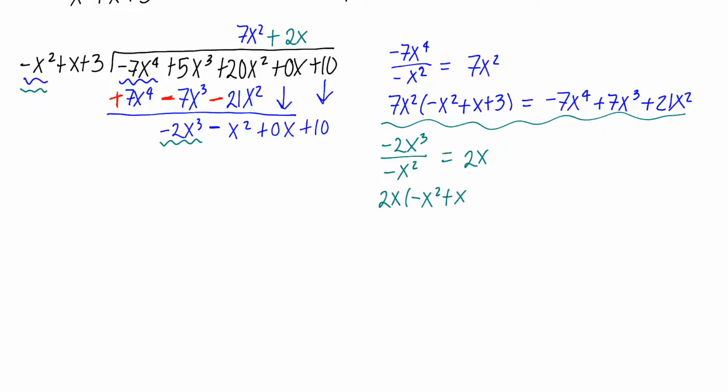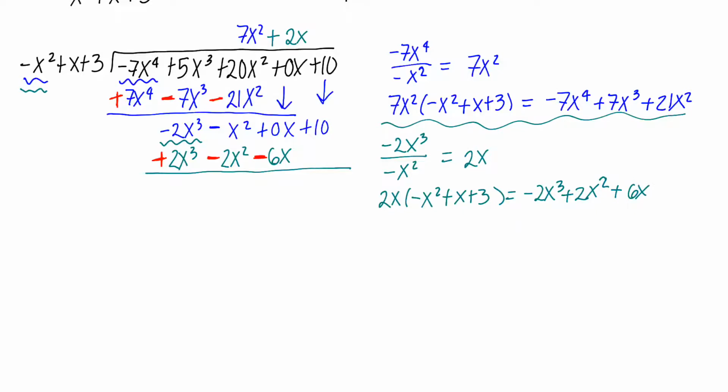2x times the divisor. There, close enough. And then we are making the signs the opposite. So this would be a plus sign, this would be a minus sign, this will be a minus sign. 2x cubed, 2x squared, 6x. So the negative 2x cubes cancel. This is technically a negative 1x squared. So negative 1 minus 2 is negative 3. So negative 3x squared. 0 minus 6 is negative 6. And then the 10 comes down.